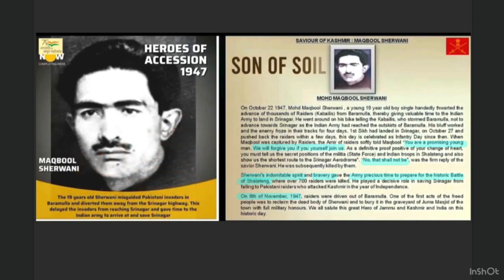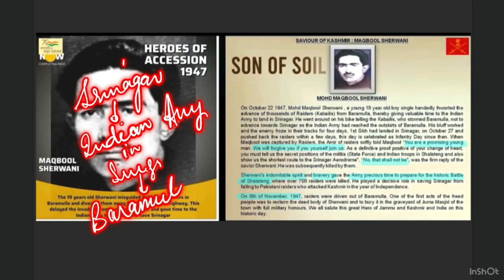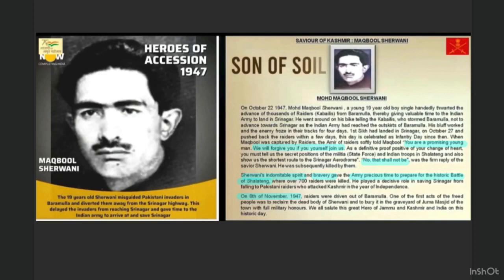In fact, he went on his bike from one street to another, telling these invaders that they should not go to Srinagar because the Indian Army has reached there and they are deployed. The Indian Army has reached Srinagar and is deployed near Baramulla, so you should not advance right now. This helped gain some crucial time.